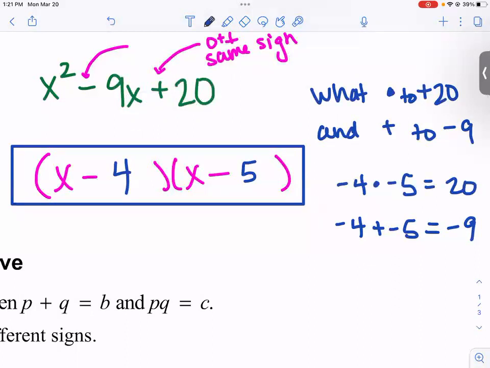Algebra was probably easy for the Romans because X was always 10. Thank you.